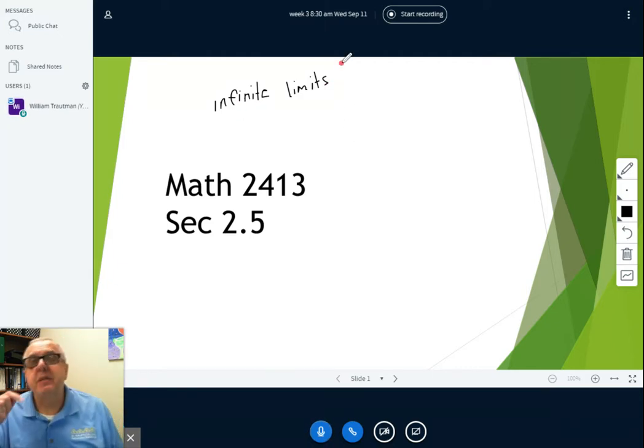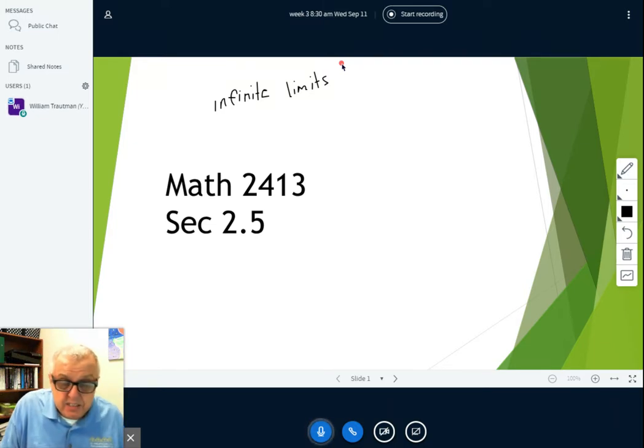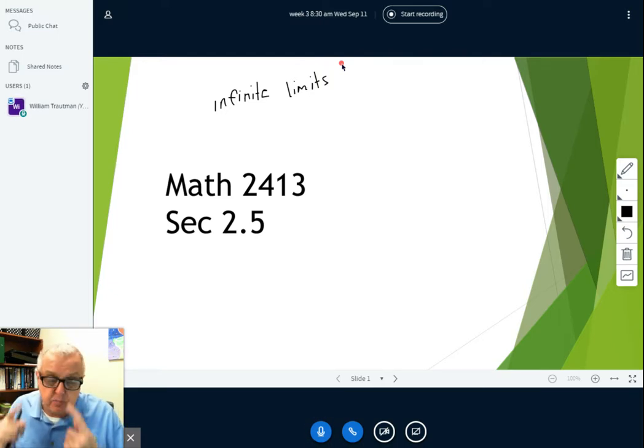So, infinite limits mean we can say a limit exists if a function approaches infinity or negative infinity. If it meets all the other requirements and it's actually approaching from both sides, negative infinity or positive infinity, we can say the limit exists. In the past, if a function was approaching infinity, we said the limit does not exist.